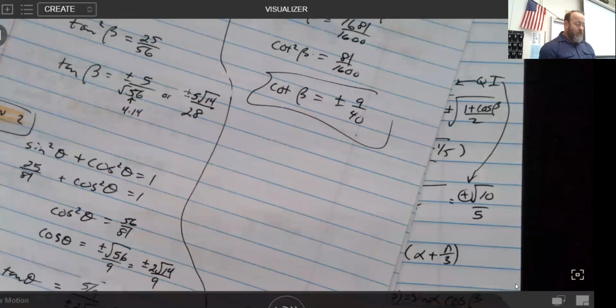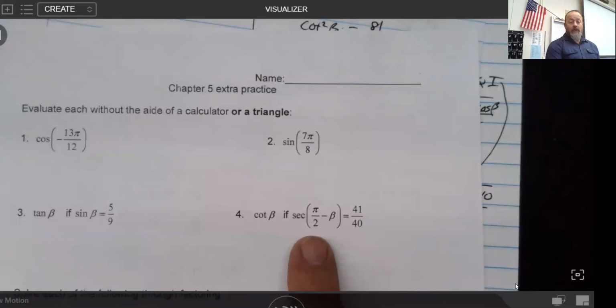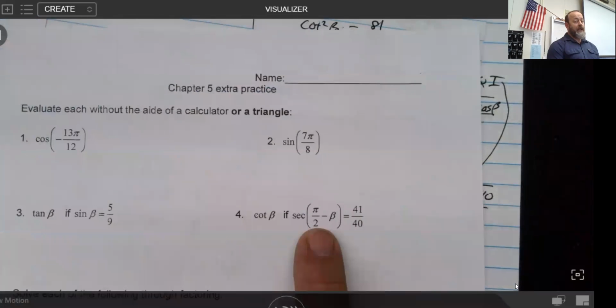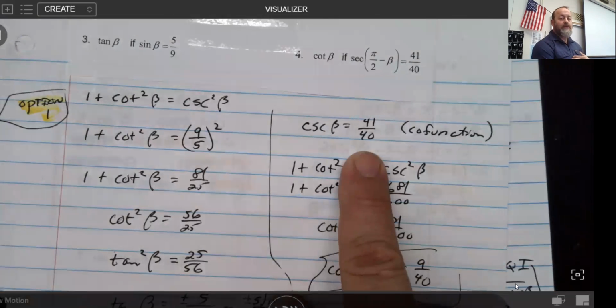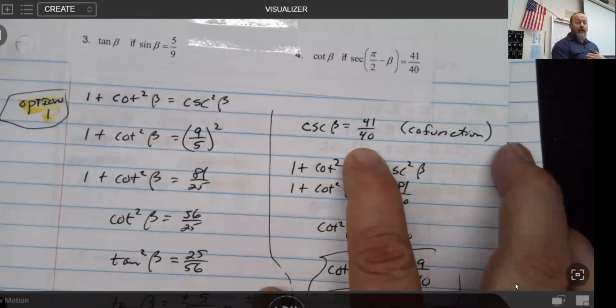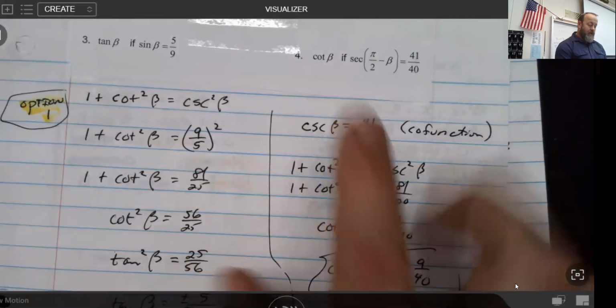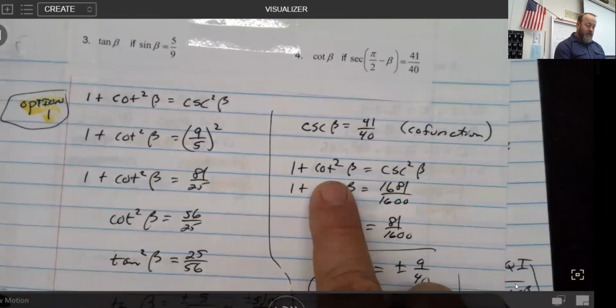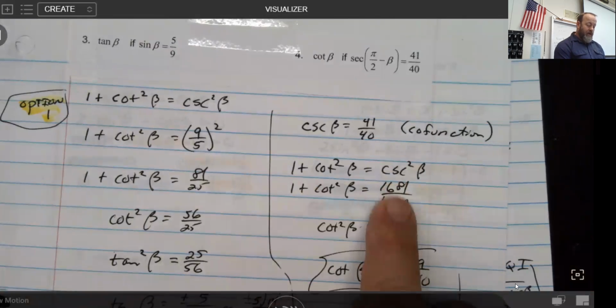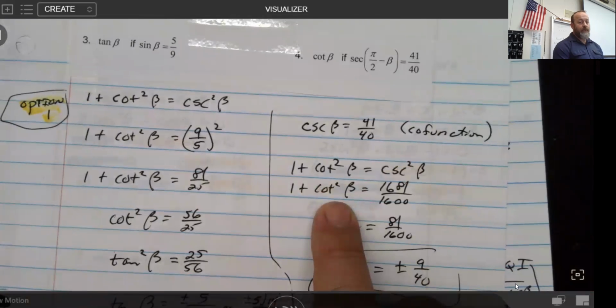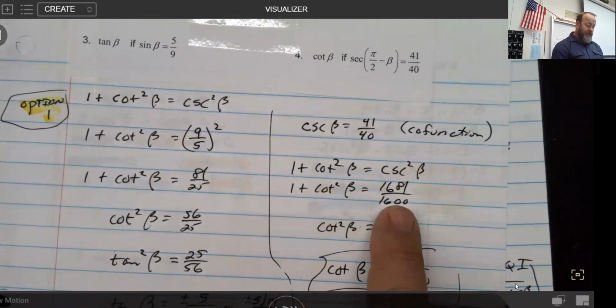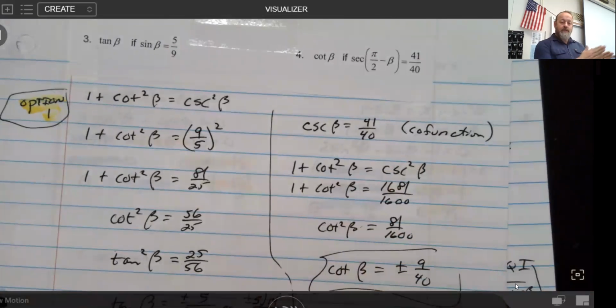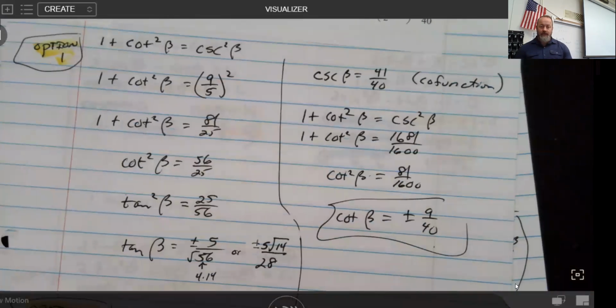Now, problem number 4 is a little bit of a tricky little question because it says the secant of pi over 2 minus beta. That's kind of ugly. But you have to know that that is a cosecant. So the first thing I would do is I would just use the fact that that's a cofunction and say that that's a cosecant. And again, if I'm looking for the cotangent and I know the cosecant, all I would have to do is plug in the cosecant for here and look for the cotangent. So a little bit of arithmetic, I'm going to subtract 1 from both sides and take a square root. And notice because we took the square root of both sides, we do get that plus or minus. And that ends problem number 4.